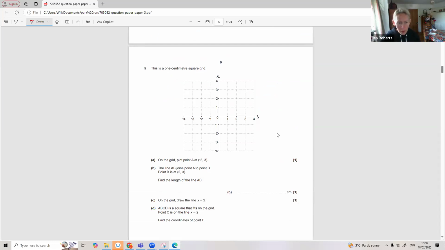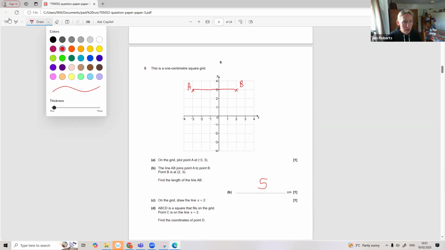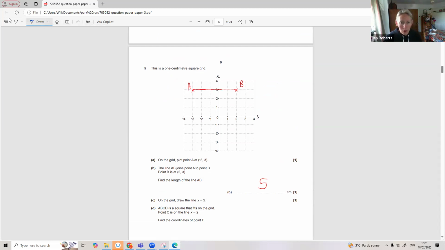On the grid, plot the point A, minus 3, 3. AB joins point A to point B, 2, 3. Length of the line, it's a 1 centimetre square grid, so 1, 2, 3, 4, 5. Draw the line x equals 2. x equals 2 is a straight line where every x coordinate along that line is 2. So it's a straight line running through, cutting up your x-axis, because x is 2 along all of these points.